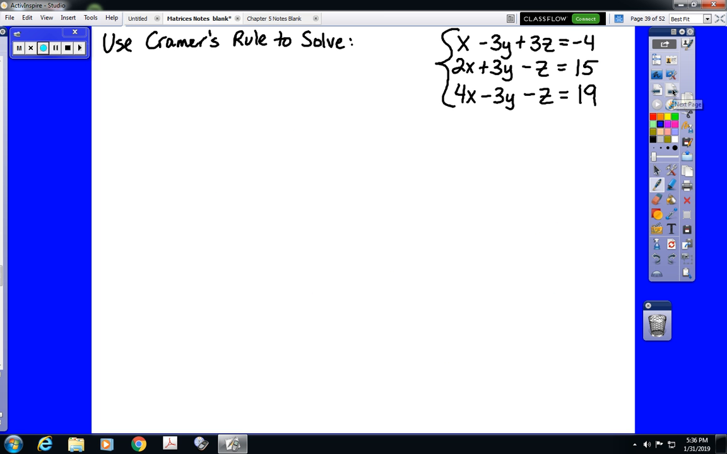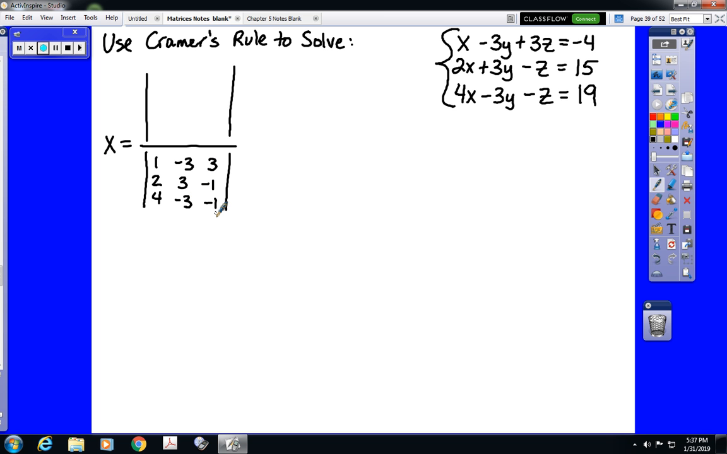Now let's do one that actually works. So here's another system. This one is actually going to work out. So x will be given by the quotient of a pair of 3 by 3 determinants. The bottom determinant is going to be our coefficient matrix. The top matrix, we will replace the first column, 1, 2, and 4, with our answers, negative 4, 15, and 19. The other numbers in the y column and the z column will remain the same.